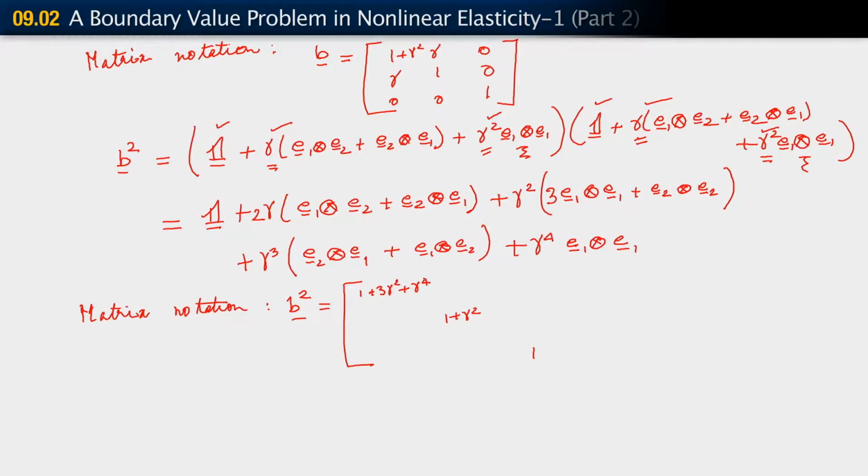The off-diagonal terms, the 1, 2, and 2, 1, both get a 2 gamma plus gamma cube, 2 gamma plus gamma cube. All right, and hopefully I have managed to get everything in place here. I do believe I have.